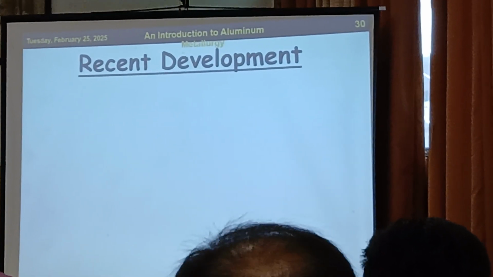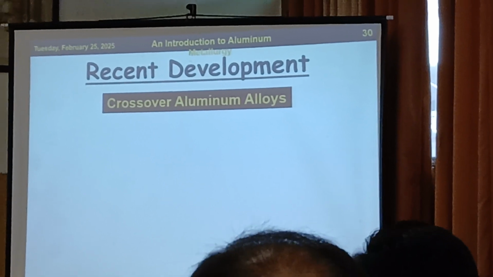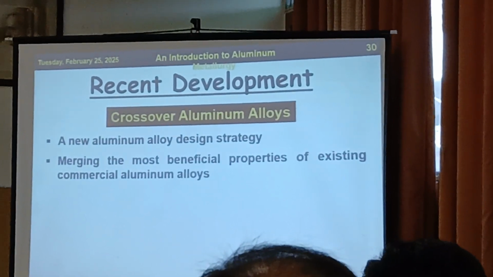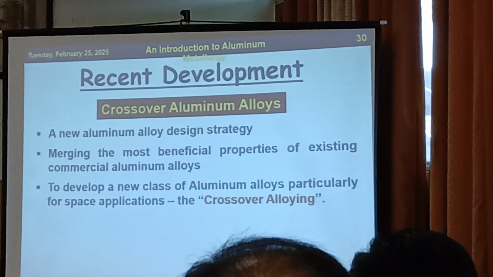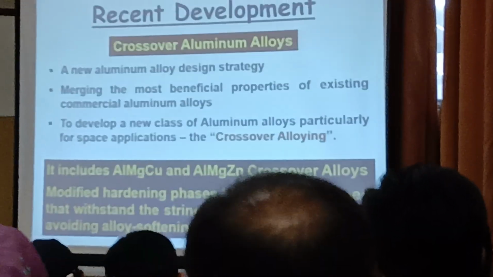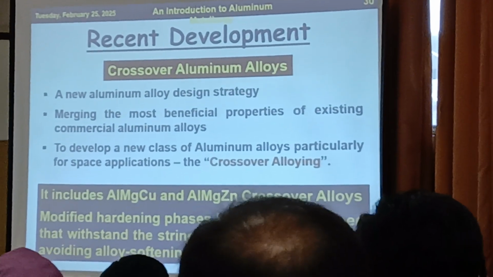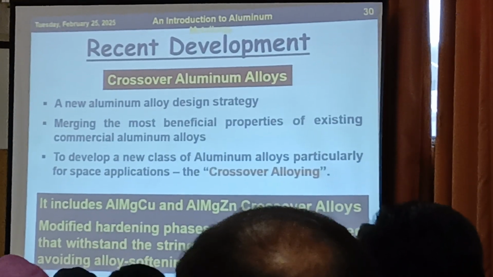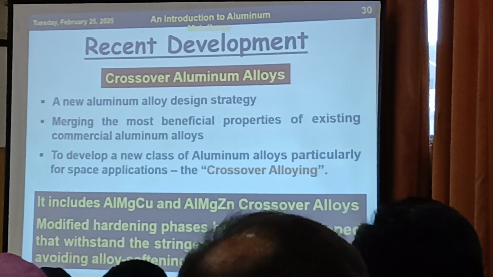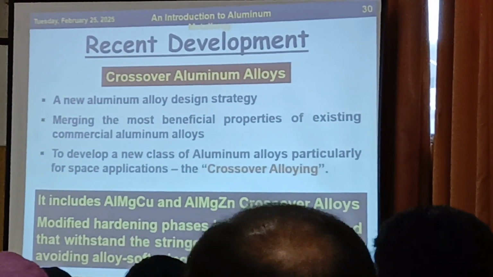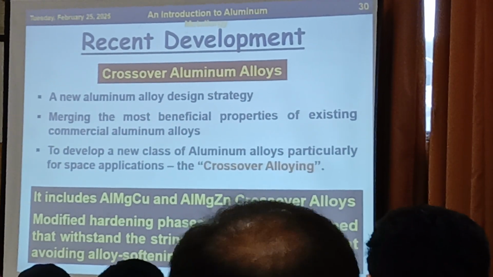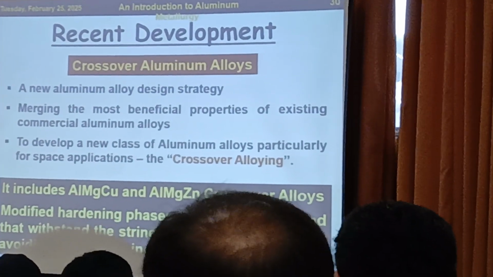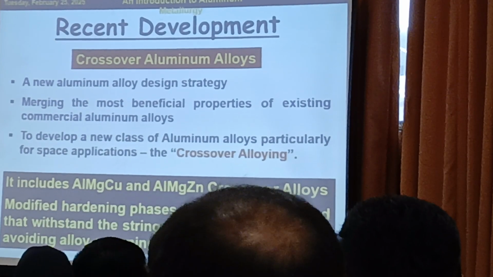Now coming to the recent developments, we have crossover aluminum alloys. Crossover aluminum alloys are a new design strategy where we merge the beneficial properties of existing commercial aluminum alloys. Particularly, it includes aluminum-magnesium-copper and aluminum-zinc crossover alloys. They form a modified hardening phase that is more stable under stringent service requirements. They can withstand the environment, and they do not allow the softening of the alloy. That's why we have developed such variants.